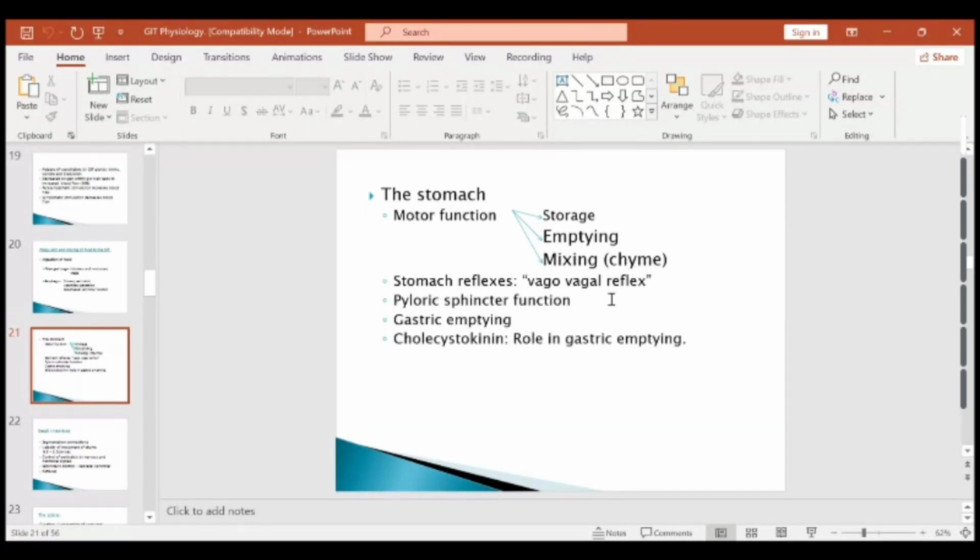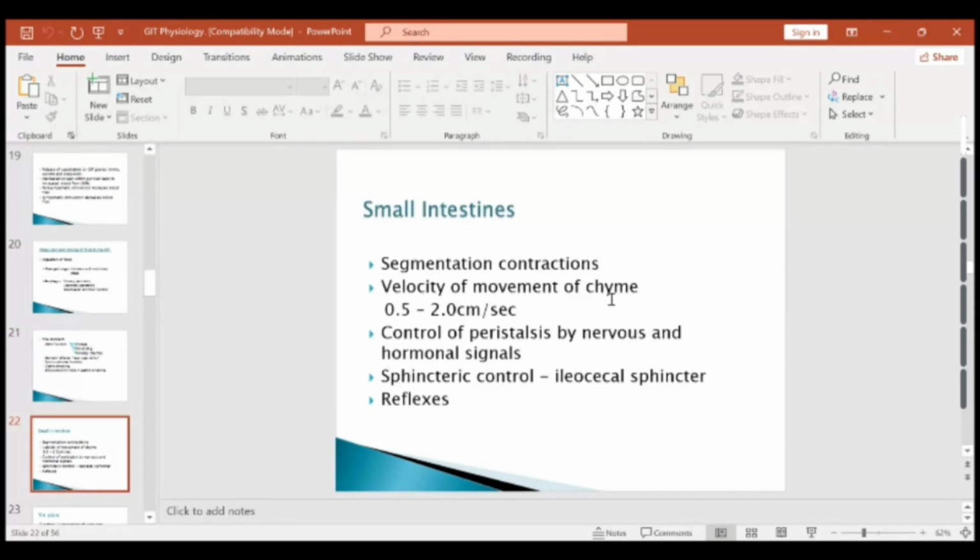So we have the sphincters there. We have one on the upper side called the cardiac, and we have the one on the lower called the pyloric sphincter. So both of them are under the influence of hormones to either close or open depending on when the food is needed to move into the small intestine. And we know the first part of the small intestine is the duodenum. So at the duodenum, we have what we call the segmentation contraction, a contraction of any sequence at a velocity of about 0.5 to 2 centimeters per second. So the control of peristalsis is still under the control of the nervous system and hormones, just like any other part of the GIT.